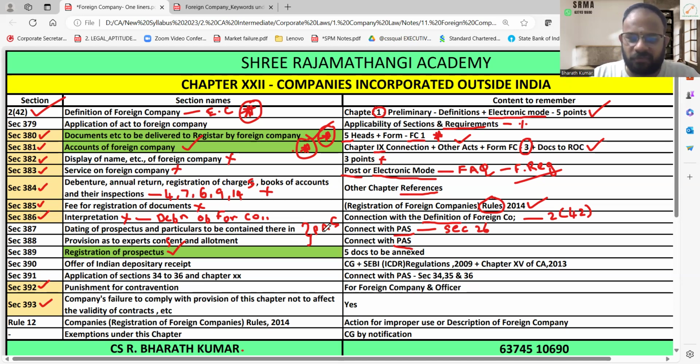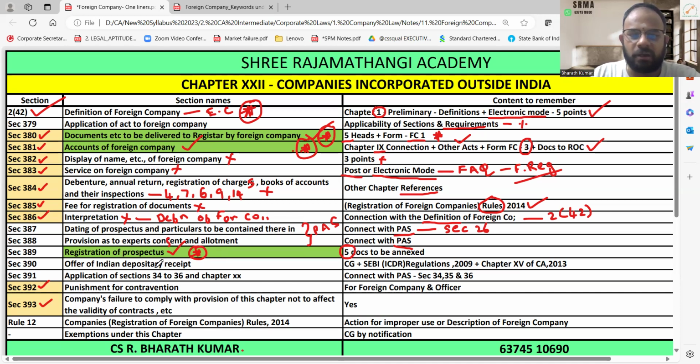Next, registration of prospectus. Very important. There will be some 5 documents that are to be annexed. When you register the prospectus, what is going to be that? Okay, registration. Now 387, 388, 389 is connected, but 389 registration for the foreign company prospectus, 5 documents should be attached. So that is going to be important.